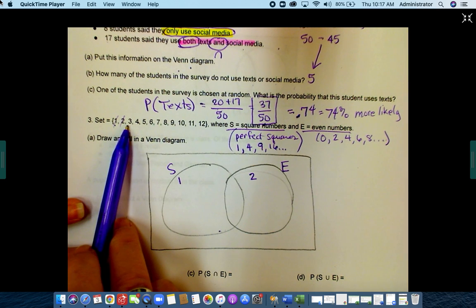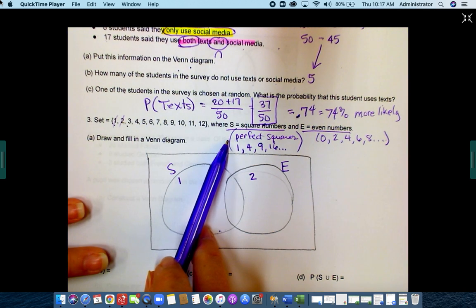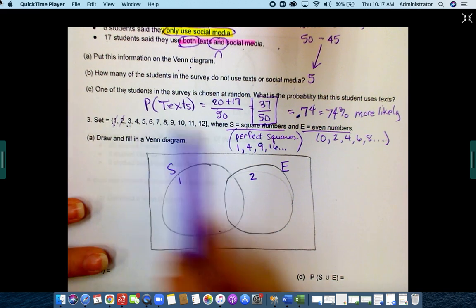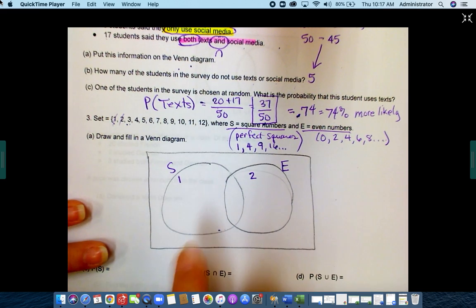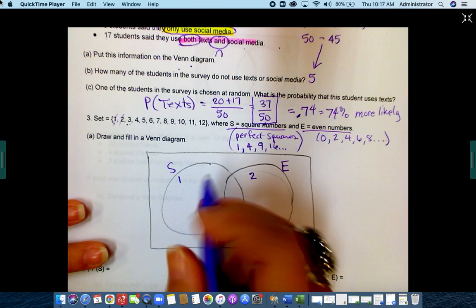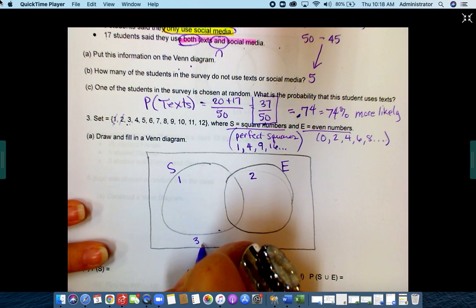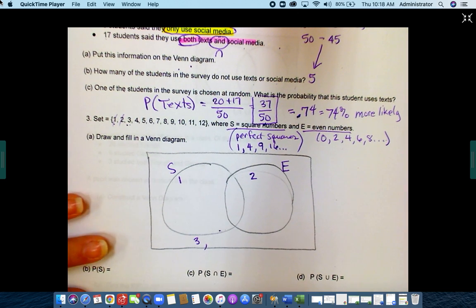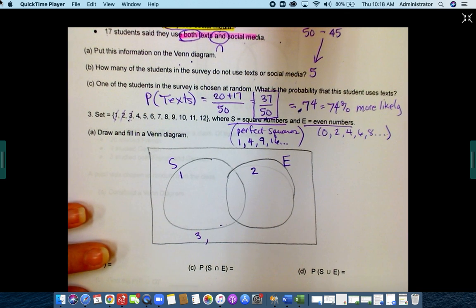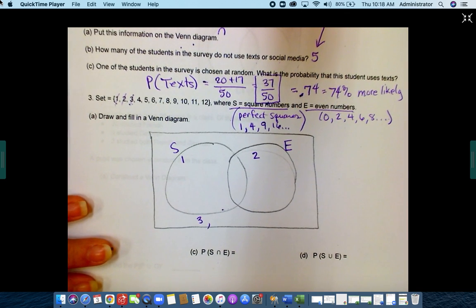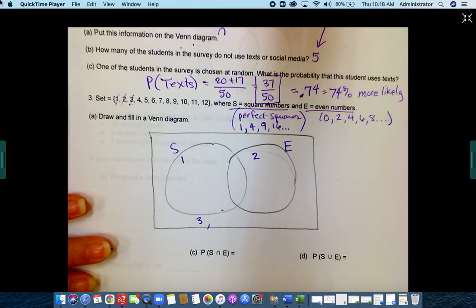So if we think about 3, is 3 a perfect square? No. Is 3 even? No. So I can't put it in the circles here, so I'm just going to come down here and in the box list that number. Okay? So if you want to hit pause now and see if you can fill them all in the appropriate space, feel free to go ahead and do that.